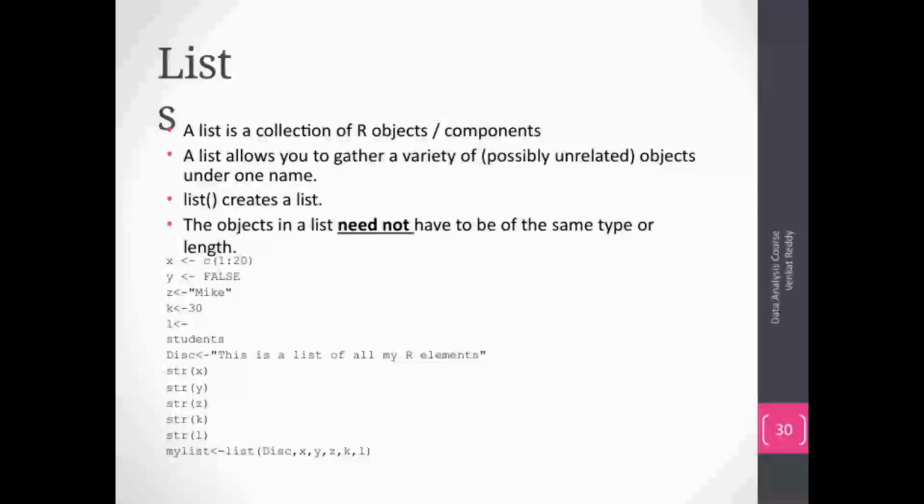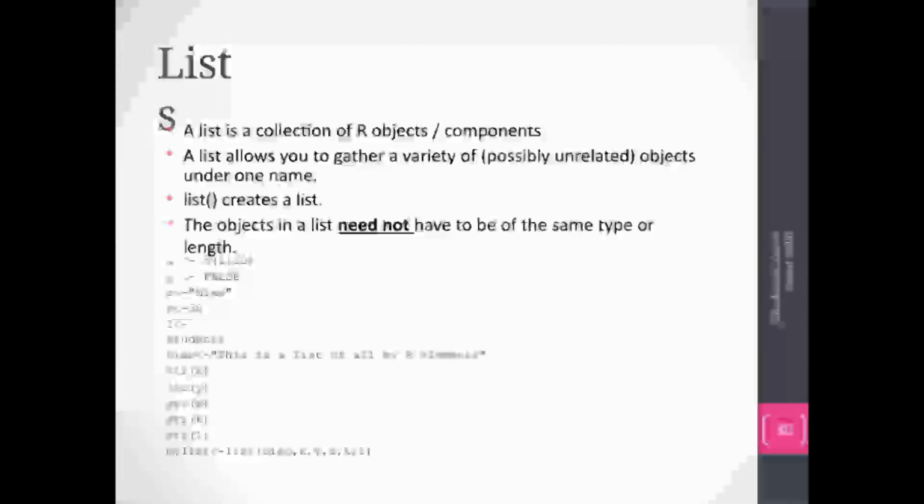Then, we combine all these objects into a list called mylist using the list function. This is a key concept. A list is essentially a collection of R objects or components. Lists are incredibly flexible because they allow us to gather a variety of objects, even if they are of different types or lengths, under a single name. This makes data organization much easier, especially when dealing with complex or diverse datasets. Remember, creating a list is straightforward. Just use list. The important takeaway is that lists are versatile containers, enabling us to manage multiple related or unrelated objects efficiently within our analysis workflow.